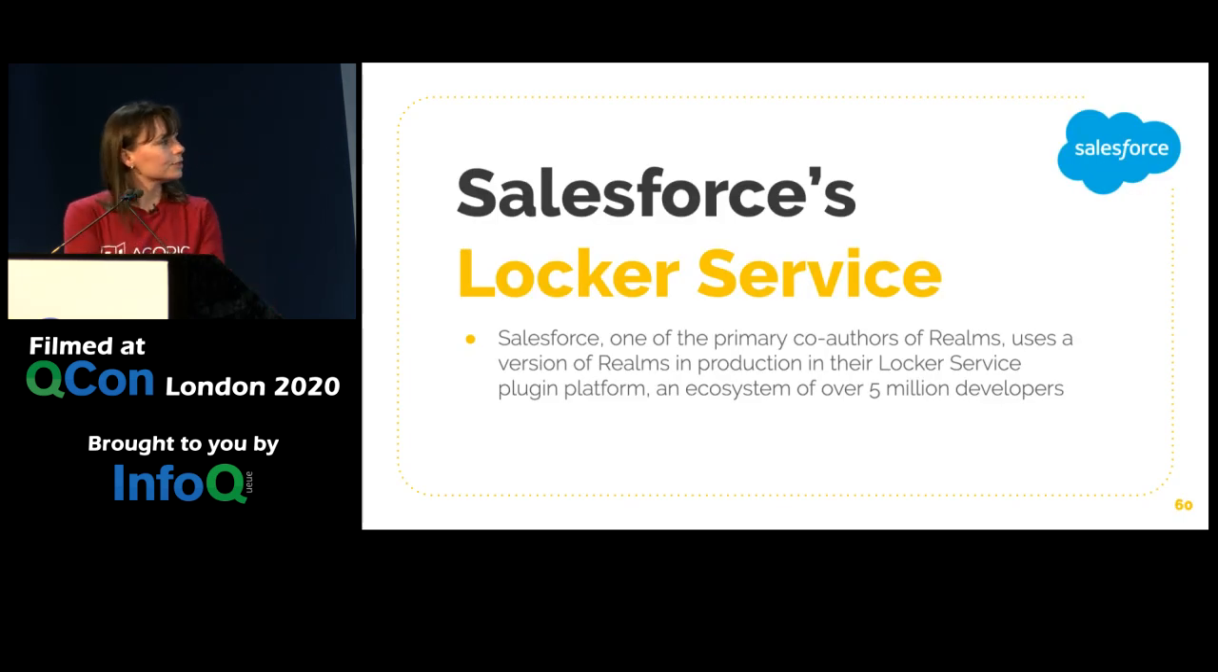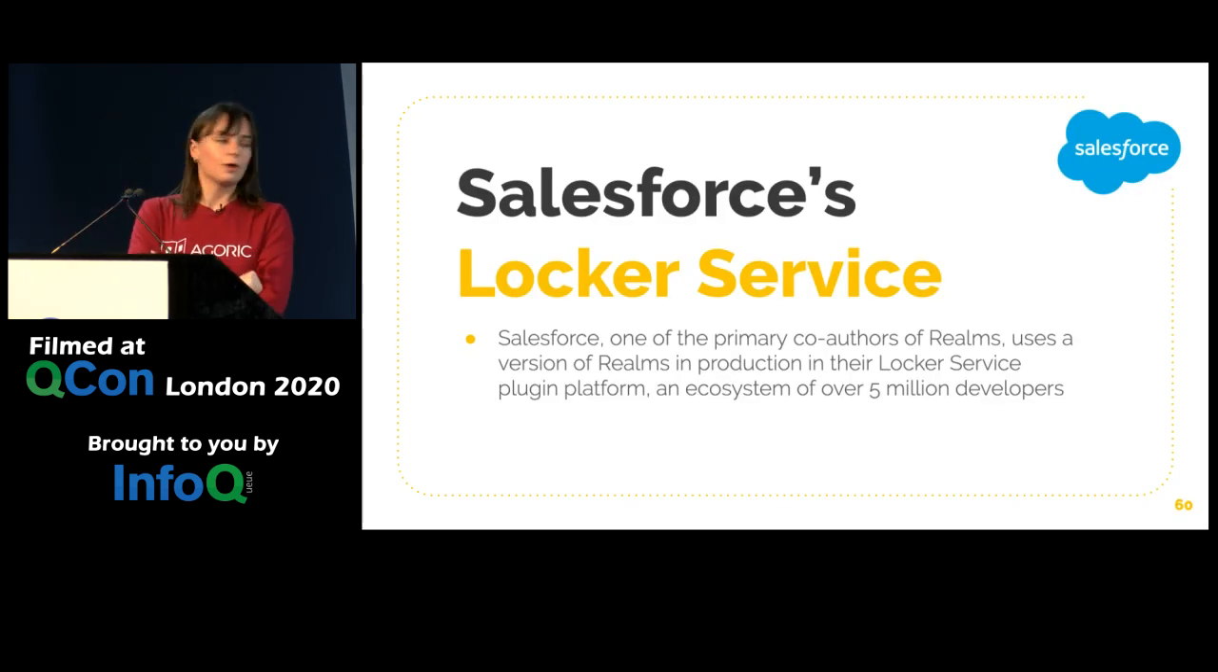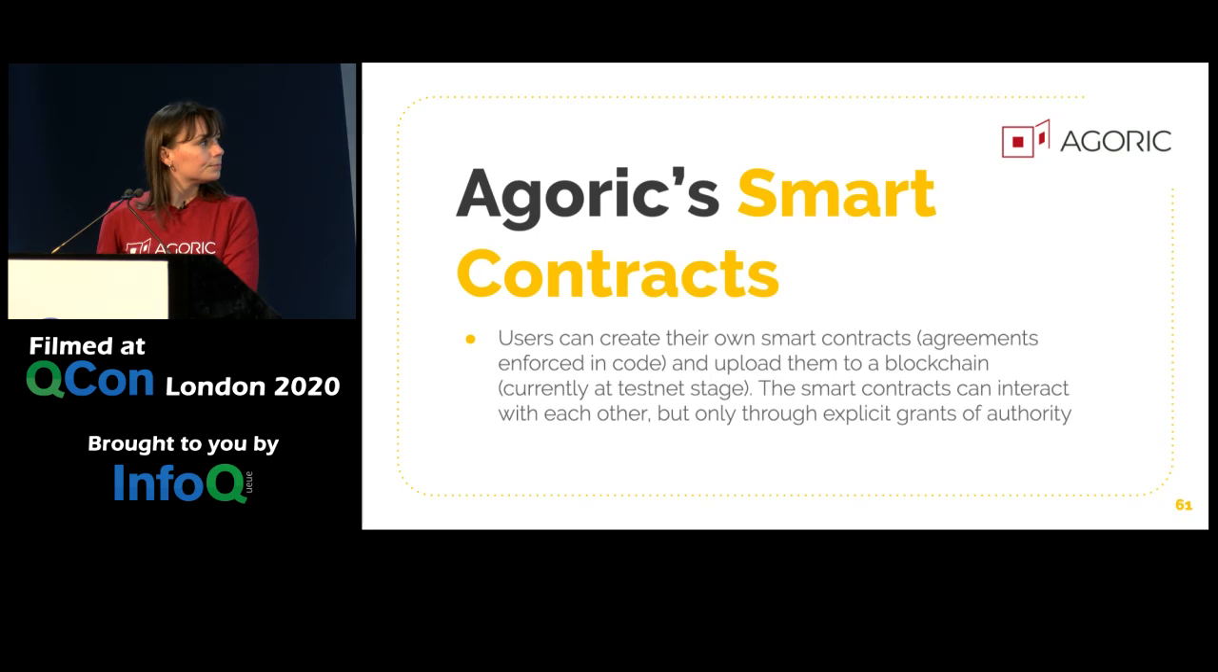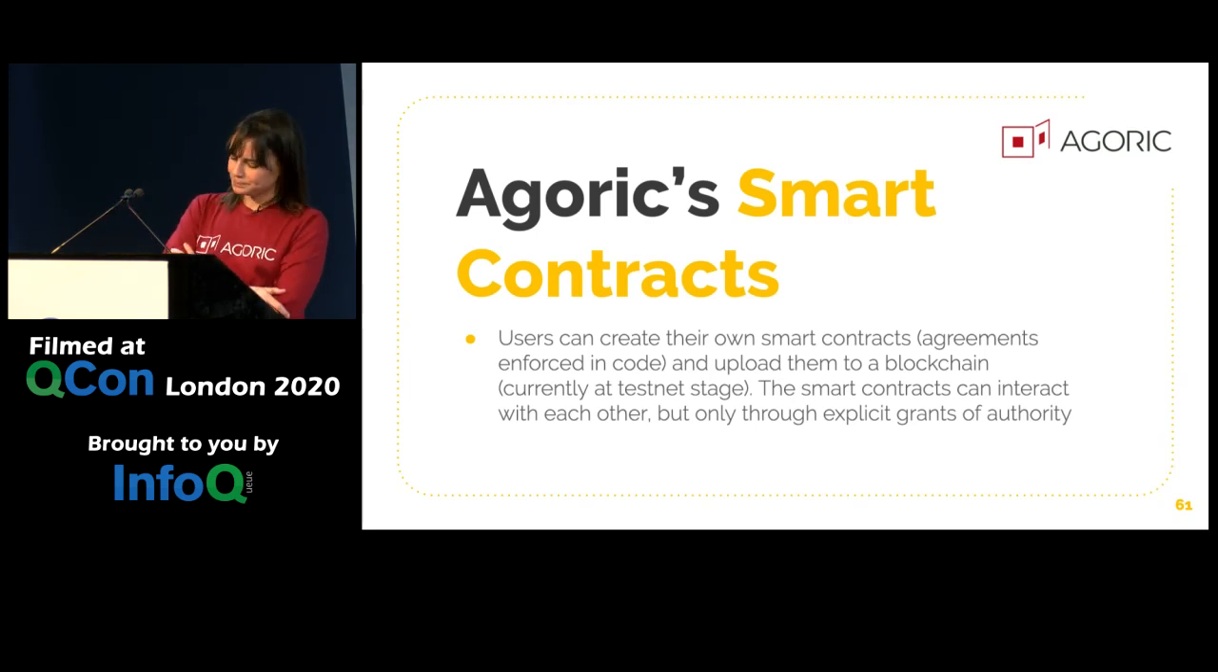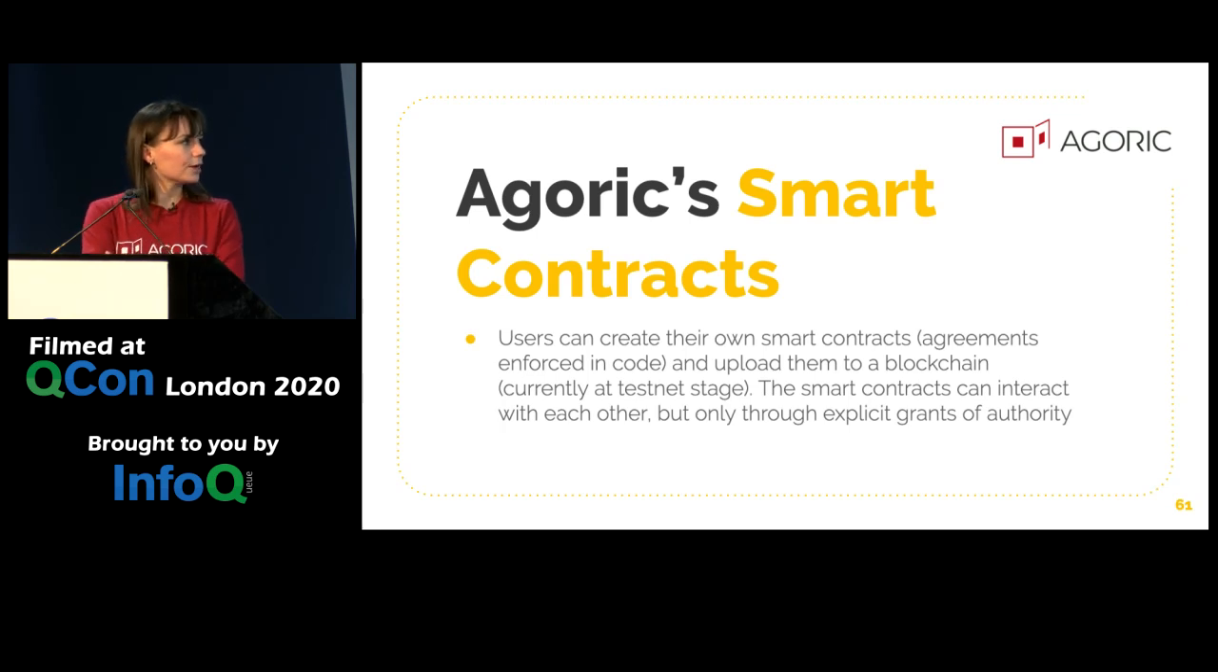And Salesforce, one of the primary co-authors of Realms, uses a version of Realms in production in their Locker Service plugin platform, which is an ecosystem of over 5 million developers. And of course, we're using it at Agoric in our smart contracts. We use SES to allow users to upload their own smart contracts, what we call agreements enforced in code, and they can upload them to our testnet and safely interact with each other.